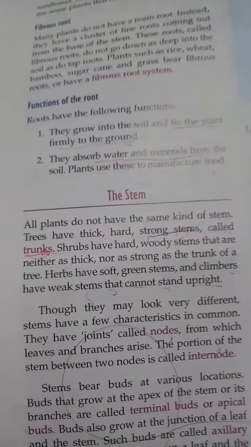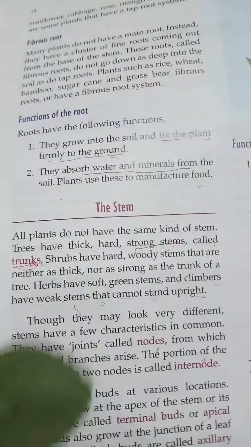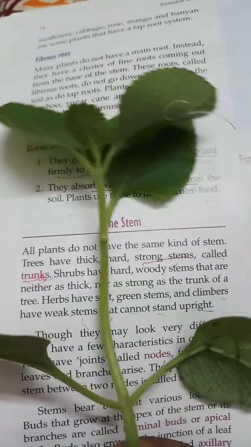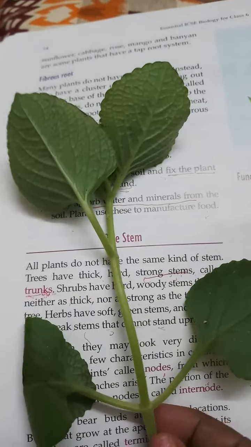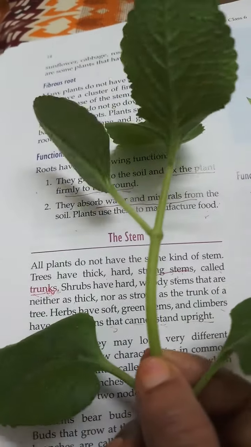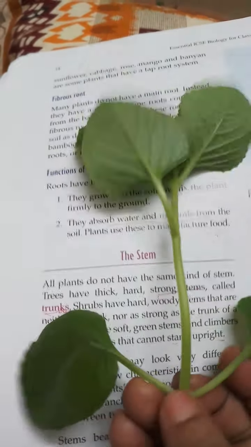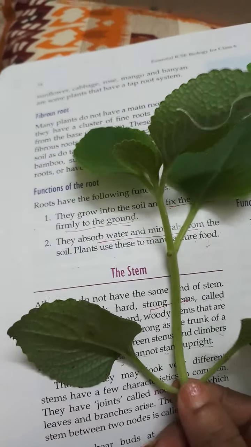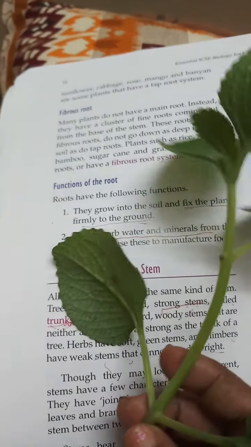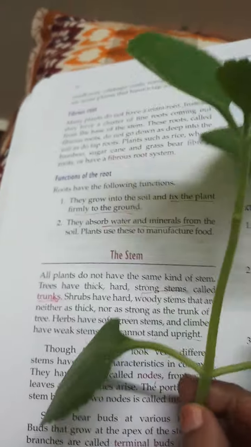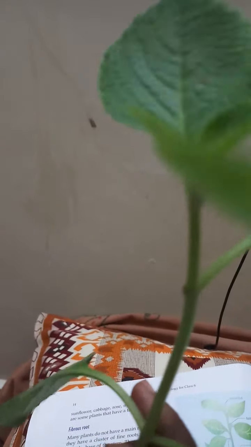Then the herbs have soft stems. This is a soft herb. Its stem is very soft, green colored. In some plants like the pea or watermelon, the stem cannot hold the plant upright because they have very weak stems. But this herb can stand erect even though the stem is soft. It can hold the plant upright.